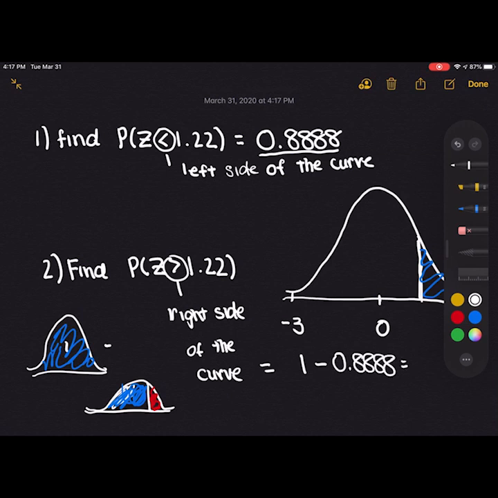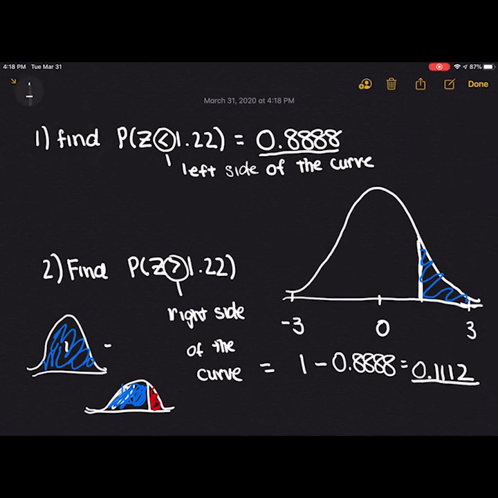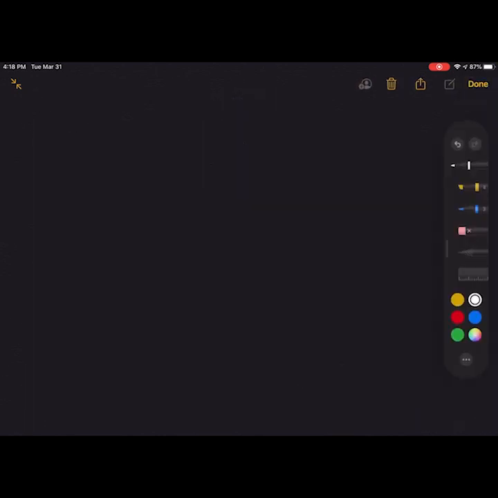And this is going to equal 0.12. So that's going to be the answer. Another way you can look at this is, if you actually look on the z sheet, this point is actually the same as negative 1.22. So another way of looking at this is that this problem is the same thing as saying z is less than negative 1.22. For the next problem, it's going to get a little bit more difficult.